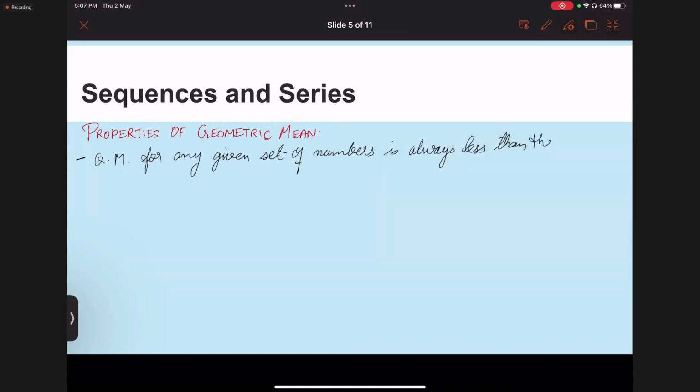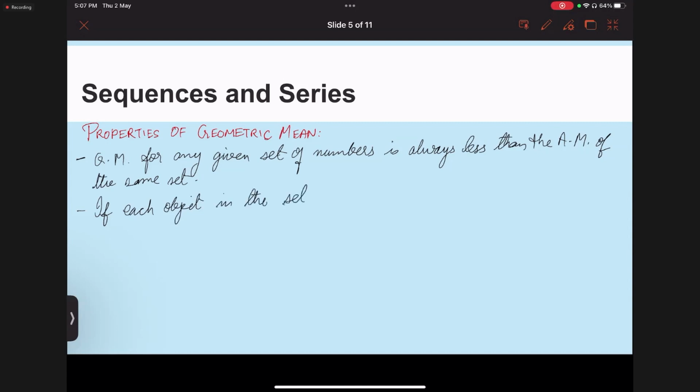less than the AM of the same set. Okay, if each object in the set slash sequence.